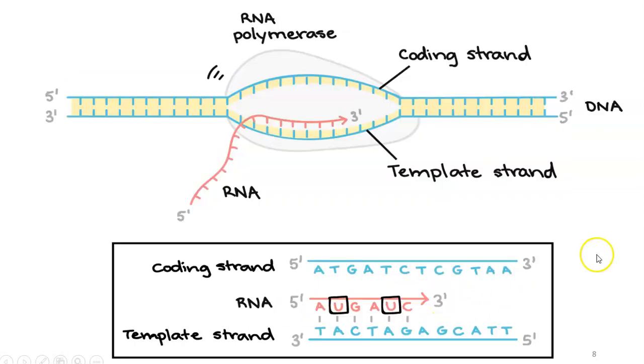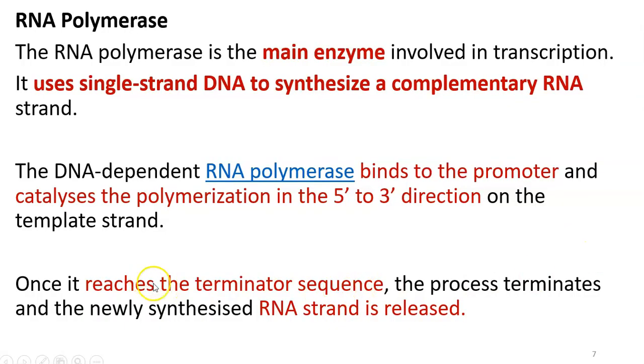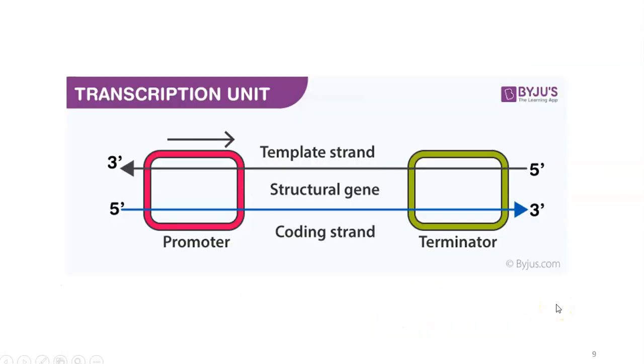Fine. Now once the RNA polymerase is moving and reaches a terminator sequence, for example UAG, UGA, UGG, like that, the process terminates and the newly synthesized RNA strand is released. So this is how the process takes place.